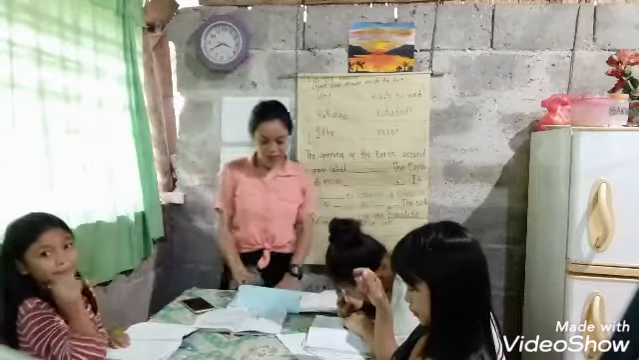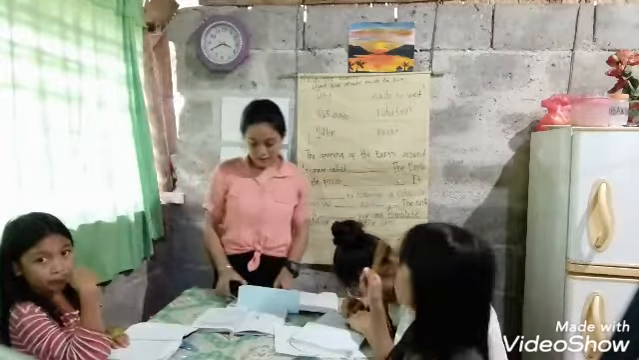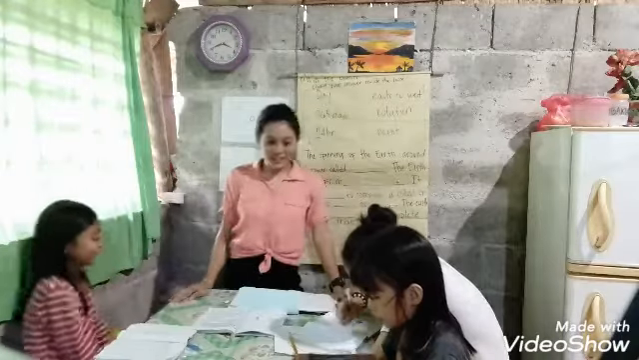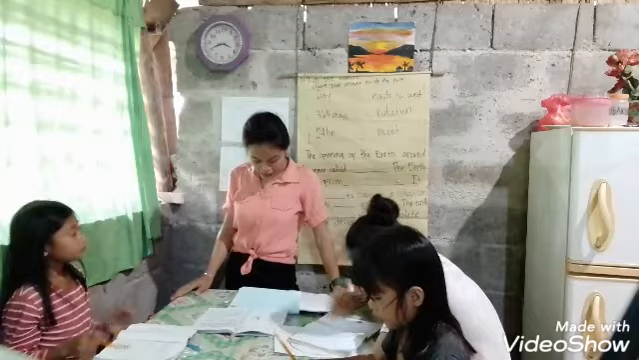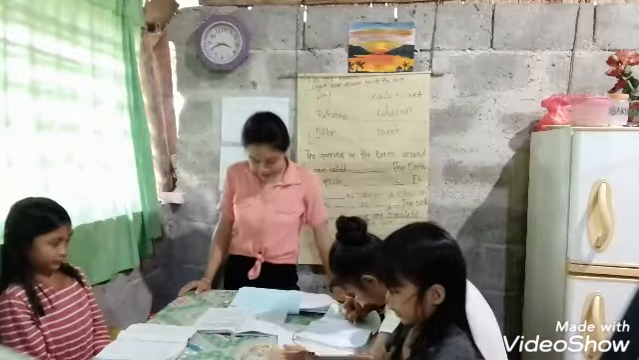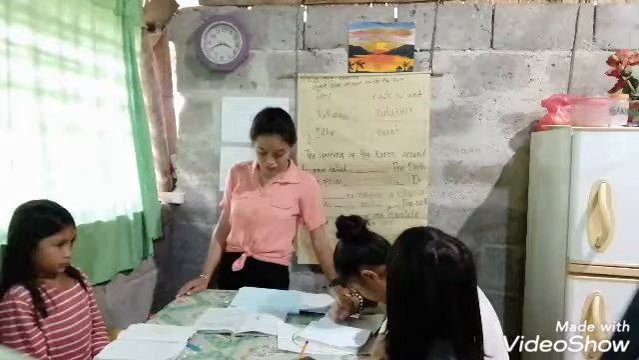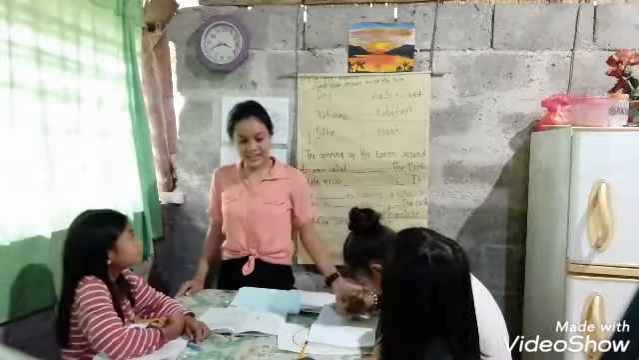Now for your assignment, draw a picture of the moon, if it's visible, and date it. Identify the date of a full moon, a half moon, a new moon, and a quarter moon. Understand? Yes.